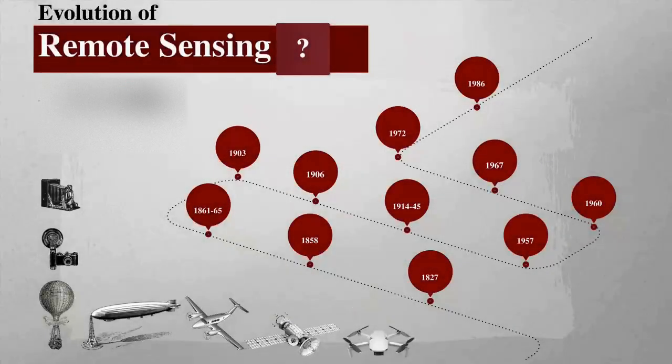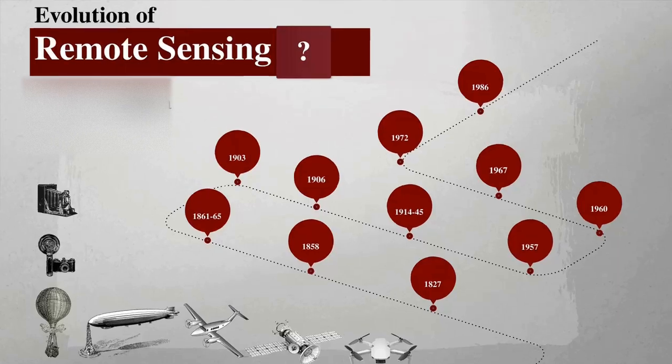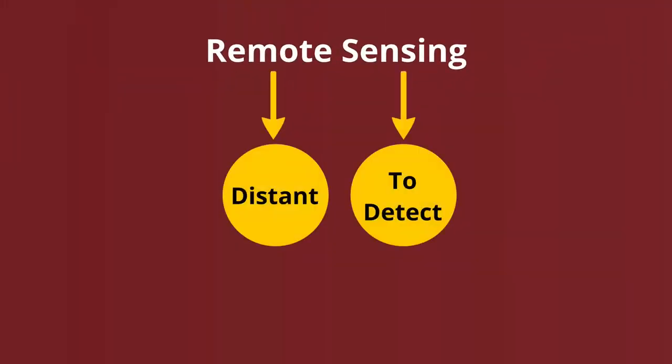Hello everyone. Today we will learn about the evolution of remote sensing. But first, we need to understand what remote sensing means. If we dig deep into these terms, we know that remote means distant and sensing means to detect. And that is what actually remote sensing is.